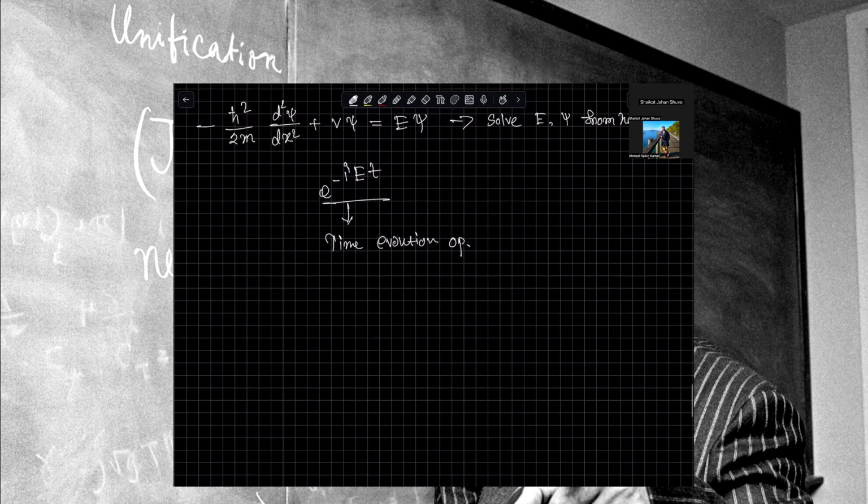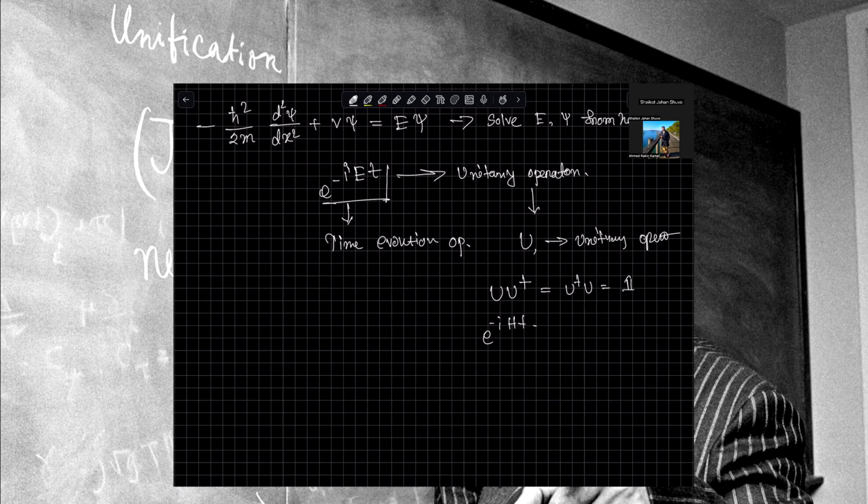And there's another note. This time evolution operator is something called a unitary operator. Unitary operators are such that, let's say, if you have a unitary operator U, then U dagger U is equal to identity. This is an example of this unitary operation, e to the negative iHt.